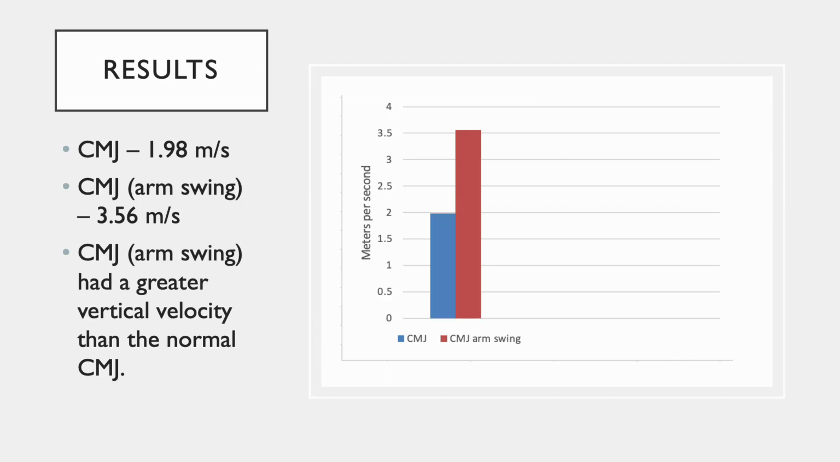Results. The results reflected the difference between hip vertical velocities between the normal counter movement jump and the counter movement jump with the exaggerated arm swing. Results reflected that the vertical velocity was much greater in the exaggerated arm swing. The vertical velocity of the hip in the normal counter movement jump was 1.98 meters per second. The vertical velocity of the hip in the counter movement jump with the exaggerated arm swing was 3.56 meters per second.